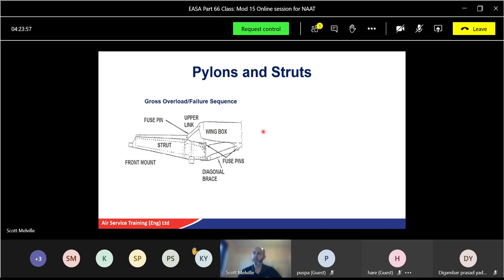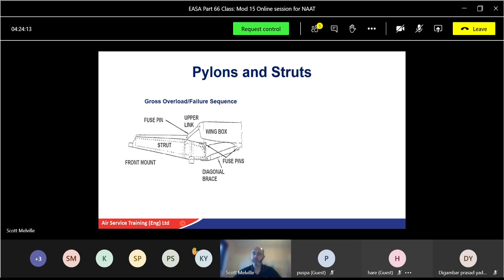Inside, if you take the main cover off, which is obviously for aerodynamics, you'll see a fuse link, an upper link, fuse pins as well, diagonal braces, and the main strut or pylon, and the engine will locate into the front and rear points.